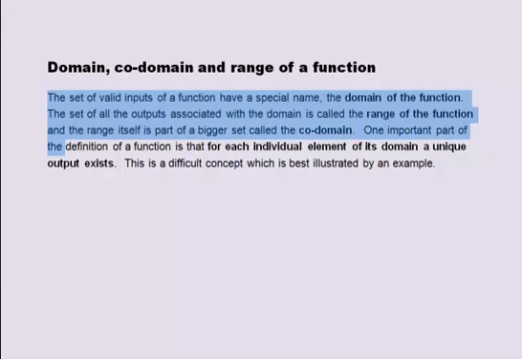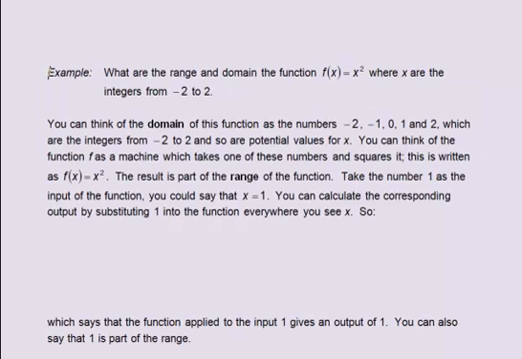One important part of the definition of a function is that for each individual element of its domain, a unique output exists. This is a difficult concept which is best illustrated by an example. Example: what are the range and domain of the function f of x equals x squared, where x are the integers from -2 to 2.